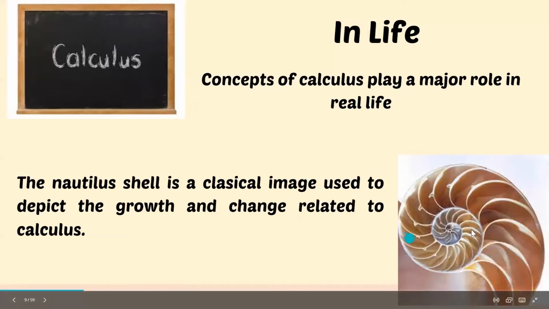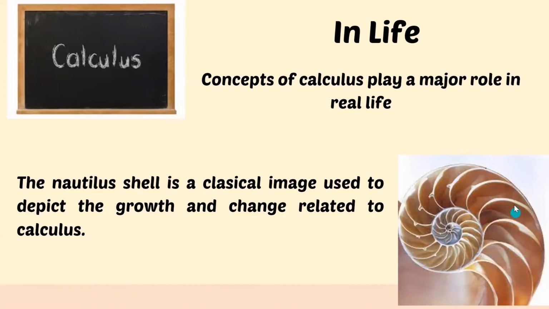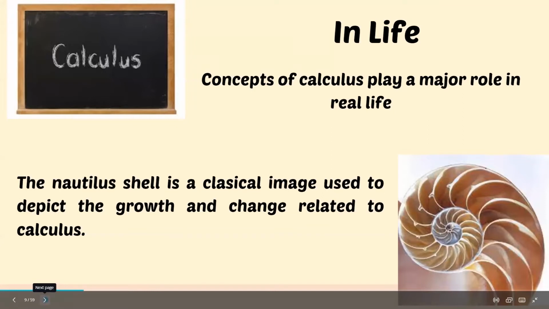At one point we have some shape like this, at another point we have some shape like this. So it's constantly changing. This is a perfect example of something in nature. We'll not be able to calculate or analyze this easily, so here we need to make use of the concept called calculus. The Nautilus shell is a classical image used to depict the growth and change related to calculus. This growth and change can be studied by integral calculus or differential calculus. Now we'll see the different areas.